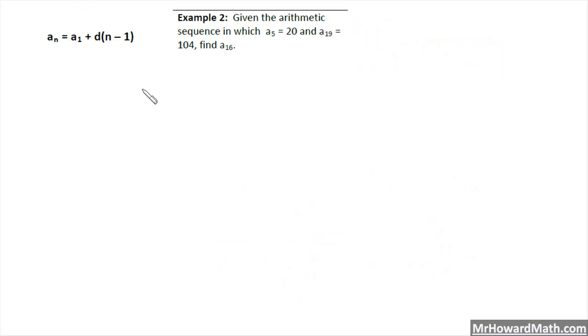Okay, example 2 here. Given the arithmetic sequence in which a sub 5 is 20 and a sub 19 is 104, find a sub 16.